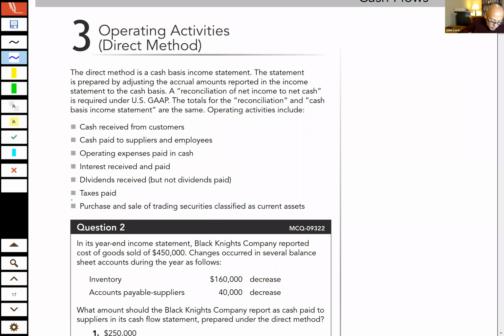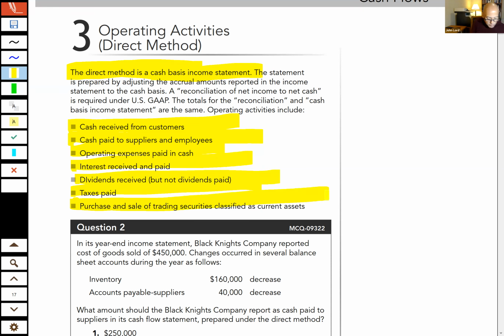Okay, now when you're dealing with the direct method, I want to point you first to the different things that could constitute the operating activity section. Remember, investing and financing will be the same. Looks like they got a little typo there, they need to put in a dividend. But make sure that you're comfortable with the categories of the nature of things that go into the operating section.